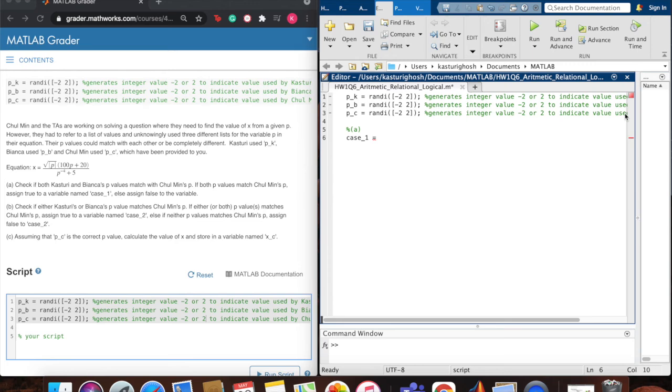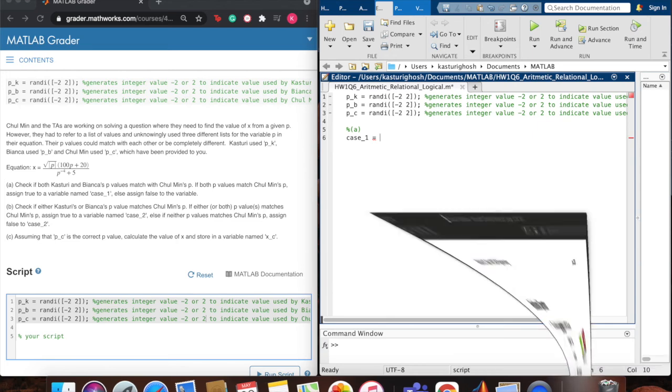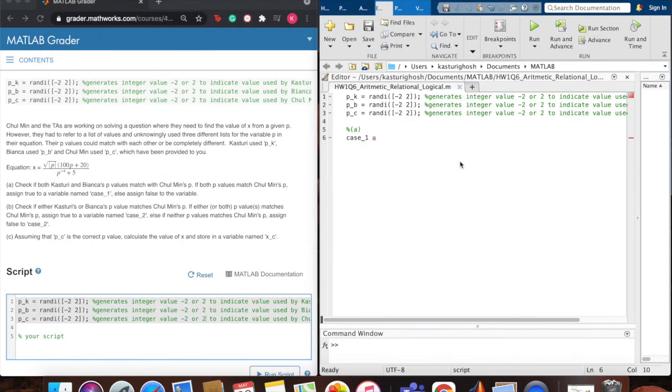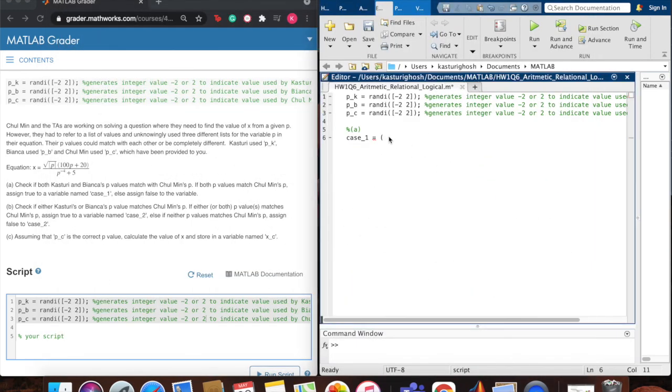All right. And taking a look at the question again, so I need to check if both Kasturi and Bianca's p values match with Chilman's. Let's break this question into little segments. So the first condition I need to satisfy is if Kasturi's value matches with Chilman's. And how can I check for that? If you remember your relational operators, we have the equality, which checks if 2 numbers are equal to each other. So if I use this, I can check if Kasturi's p value matches Chilman's p value. So I'm going to write that down right here. Kasturi's p value is pk, so p underscore k equal to pc, which is the p value used by Chilman.